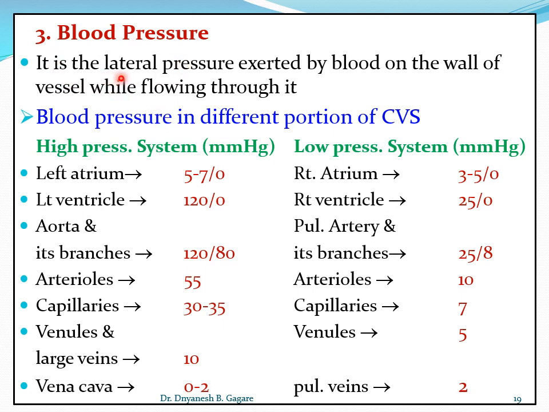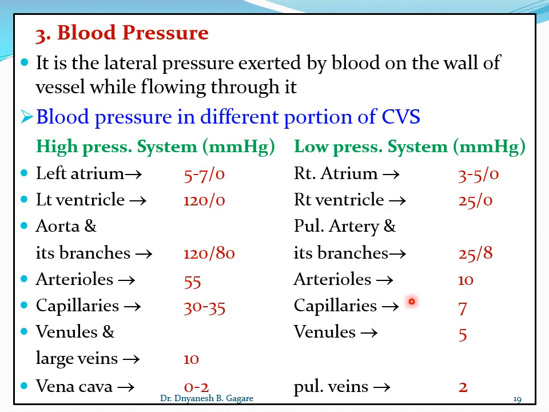Already we studied the interrelationship of blood flow with blood pressure. Any increase in blood pressure leads to a decrease in blood flow, and any increase in resistance to blood flow also leads to an increase in blood pressure. So what is blood pressure? The definition is: it is the lateral pressure exerted by blood on the wall of the vessel while flowing through it. So blood pressure is a lateral pressure, created by the blood on the wall of the vessel while flowing through it.